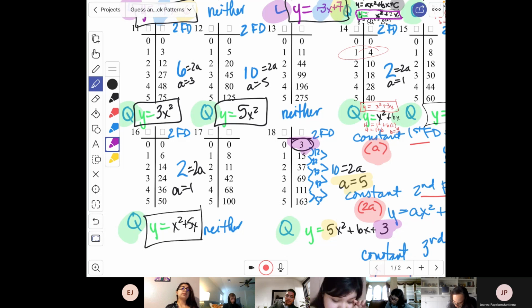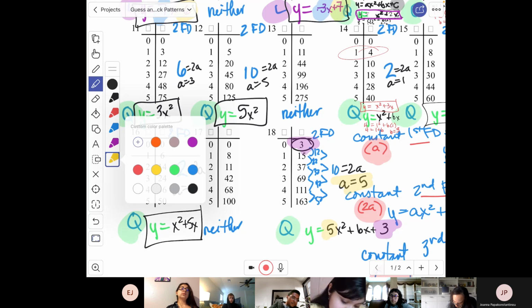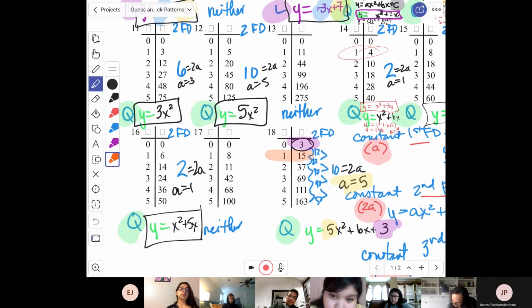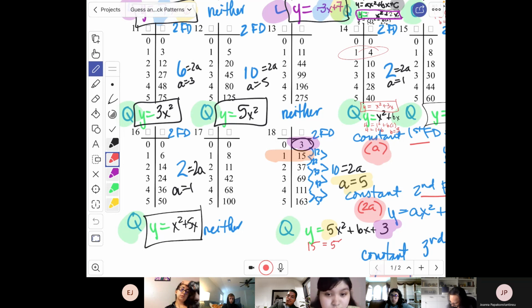Okay, so then I can pick a point. It doesn't matter which point you pick. If I pick this and substitute in 15 for Y and 1 for X, what is B? 7. So then my equation, and we actually did this one.